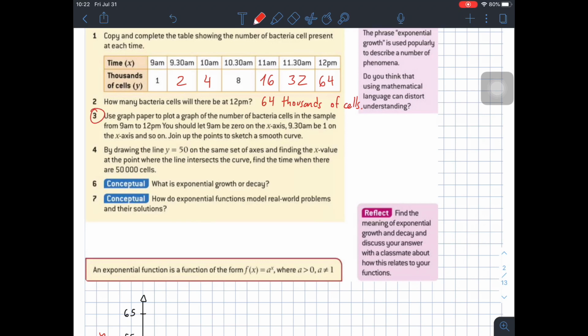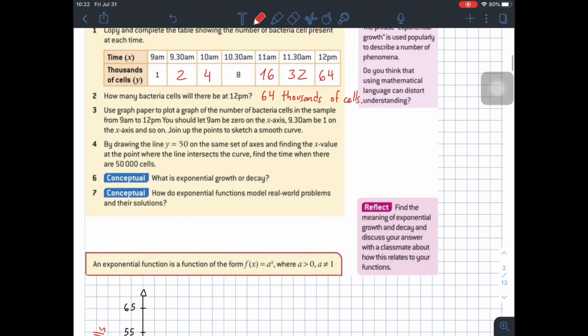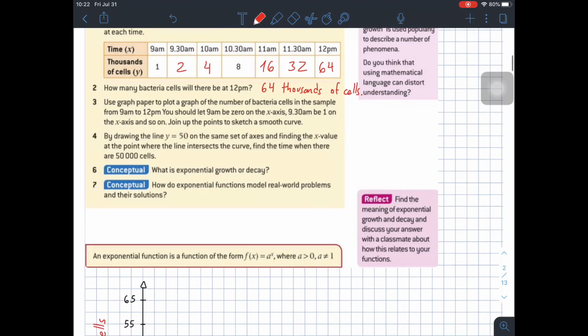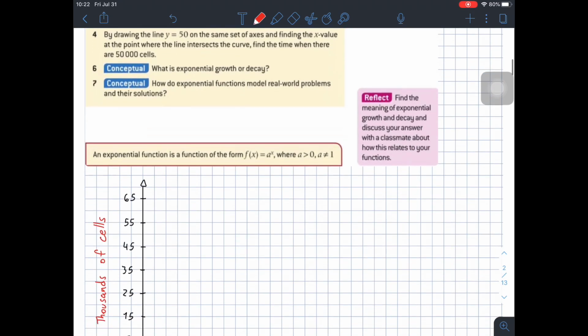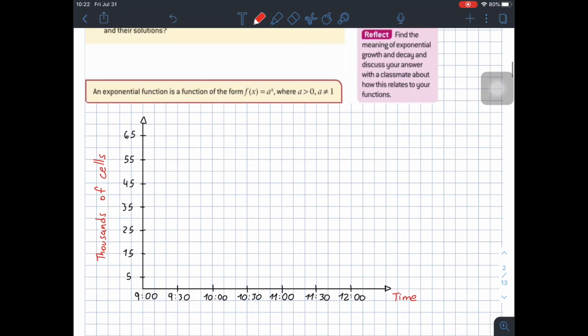Okay, then it says for number 3, use graph paper to plot a graph of the number of bacteria cells in the sample from 9 a.m. to 12 p.m. You should let 9 a.m. be 0 on the x-axis, 9:30 be 1 on the x-axis, and so on. Join up the points to sketch a smooth curve. Okay, so to buy some time, I have already made the axis, right? You see that my x-axis begins at 9 because that's what the problem tells me, and then we go 9:30, 10, 10:30, and so on. I decided to use 3 squares for each unit just to make this graph more clear, okay?